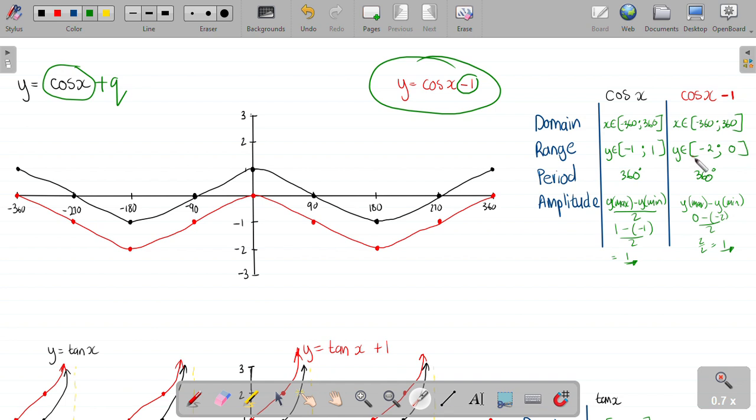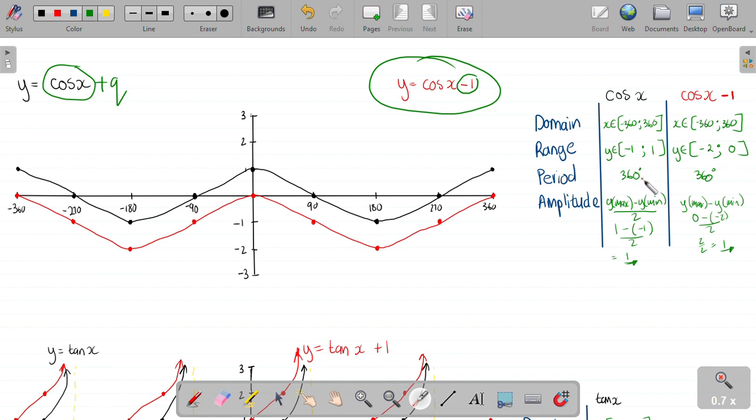The minimum y value for the red graph has shifted down, and now it exists at -2. So this red graph now exists from -2 all the way up, and the maximum value becomes 0. I hope you can see that. So it's from and including -2 all the way to 0.